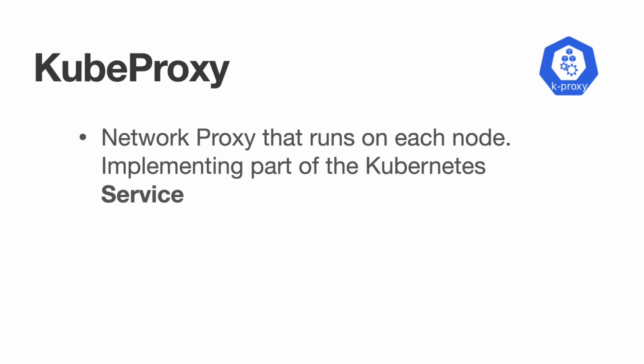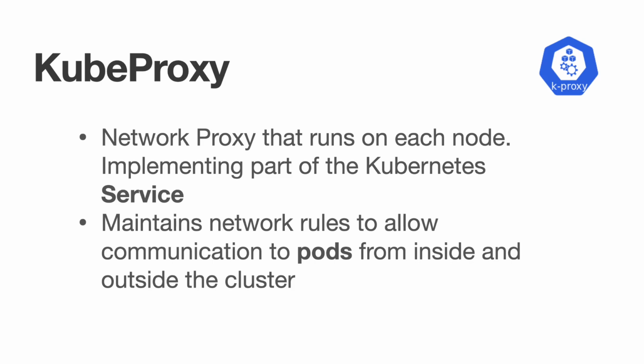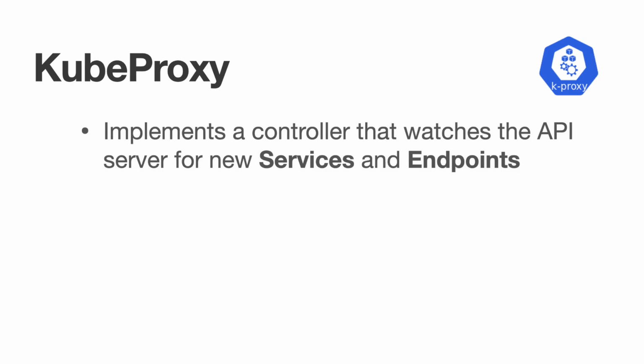We've been learning about services, and you've learned about cluster IP, load balancer, node port, and so on. So basically, kube proxy is part of the Kubernetes service. It maintains rules to allow communication to pods from inside and outside of the cluster. Also, early in this course, you learned about watch loops and controllers. The kube proxy also implements a controller that watches the API server for new services and endpoints. You've learned about services and endpoints and how they tie together.